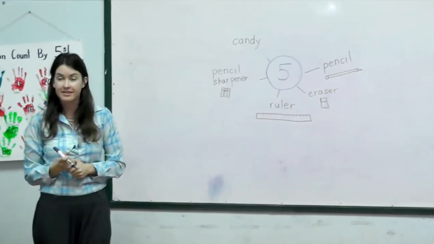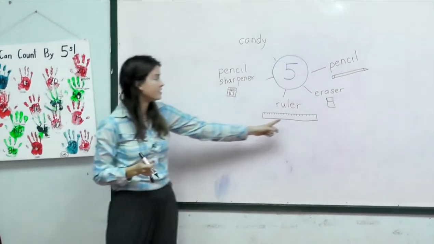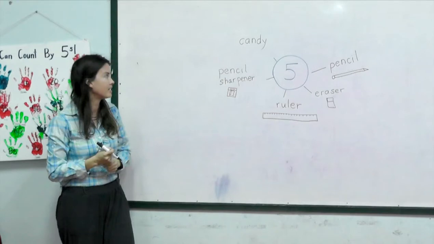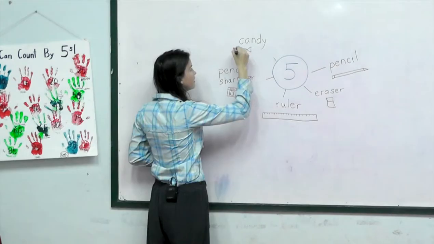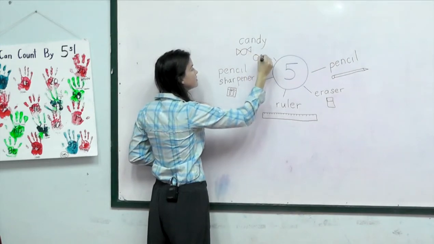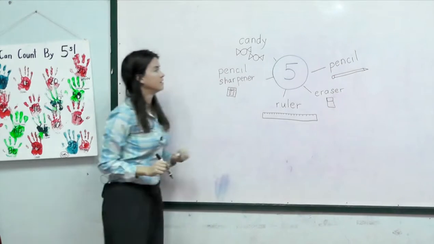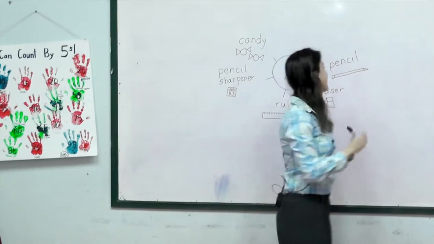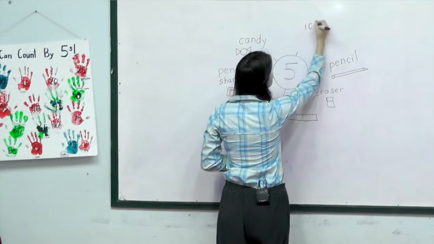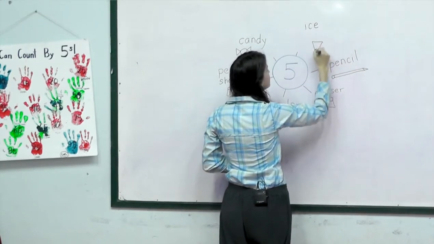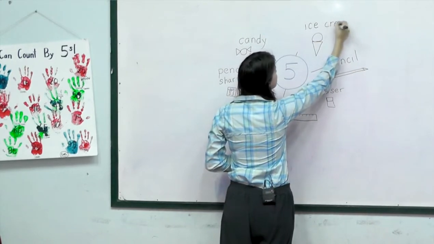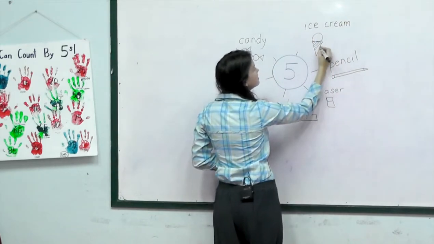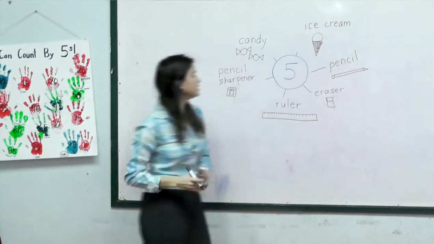Candy. Ice cream. And what? Like our eraser? Rubber. We got it. Ice cream. Can we buy ice cream for 5 baht? Yeah. All right, cool. Very nice. We can buy candy. Ice cream. What letter does ice cream start with? I. Good. We can buy ice cream.